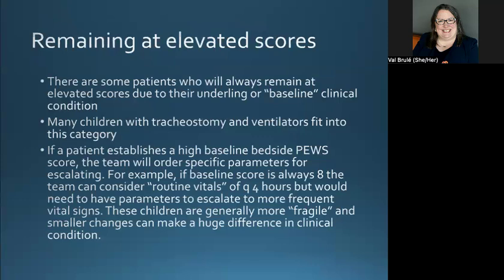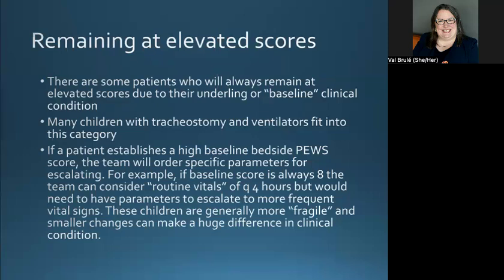So just a note, because the patient has a tracheostomy and ventilator, they will always have a subscore of 4 for the respiratory support. This means there are some patients like this who will have a higher underlying or baseline clinical condition score. This would also fit for patients who may have complex congenital heart disease or other technology-based settings.